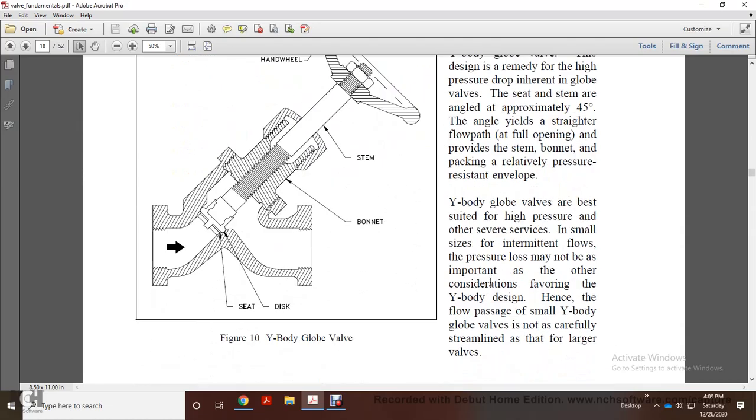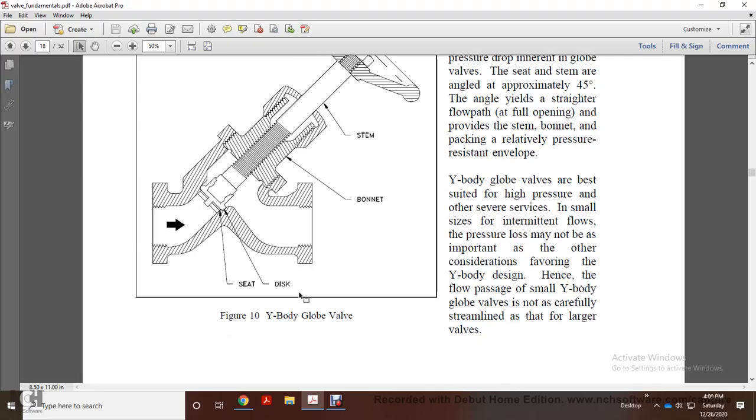The Y body globes are best suited for high pressure and other services. In small sizes, for intermittent flows, pressure loss may not be as important, but other considerations favor the Y body design. Hence, the flow path design on a small Y body globe valve is not as carefully streamlined as on the larger valve bodies. So this is your Y body globe valve.